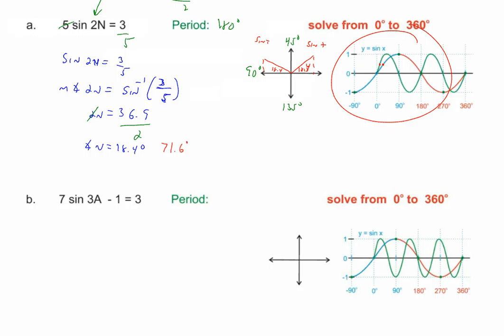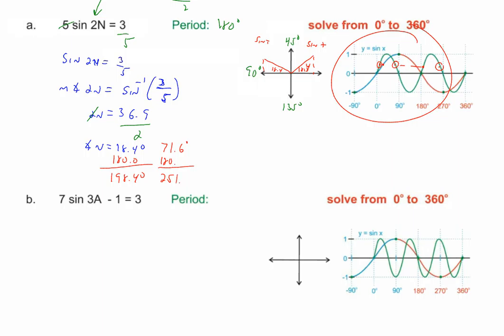We found the two values within that one period. So we found this one and we found this one, right? 18.4 less than 90. How do we get to this one? Well, you take your first and you add the period. Add 180 to your first. And you'll get the next one, which is 198.4. And how do you get the last one? You add 180, the period, to your 71.6. So what is that? 251.6 degrees. That's ugly.